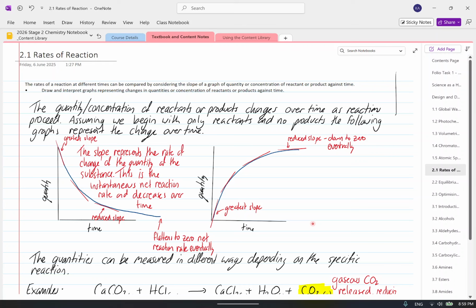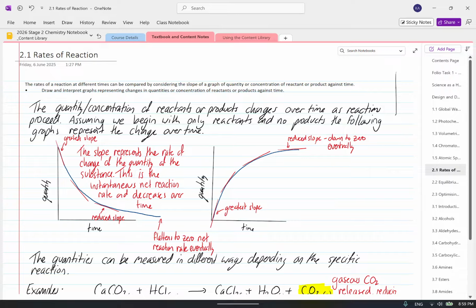The left-hand side, we have our reactants, which have some sort of quantity. On the right-hand side, we see our products, which start at 0. At the very start of the reaction, we have the greatest amount of our reactant. Because we have so much of it, we're going to have the most number of collisions occurring between those, which will lead to a faster reaction into products.